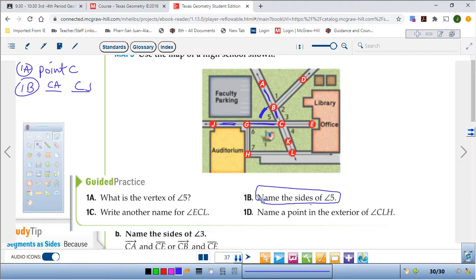Okay, so let's look at this one real quick. So I've answered wrong. I want to tell you this much. What's wrong with these two things? Yes, I need to put the ray sign on top. Or I could put the word ray, right? So we need to put that there. Rays CA and CJ. So that's the sides of that angle.